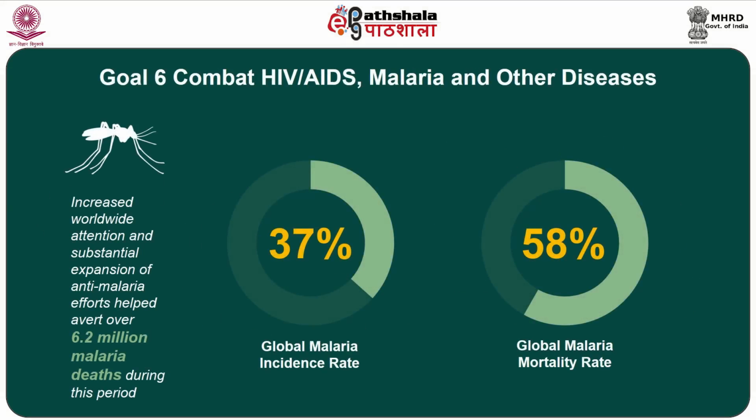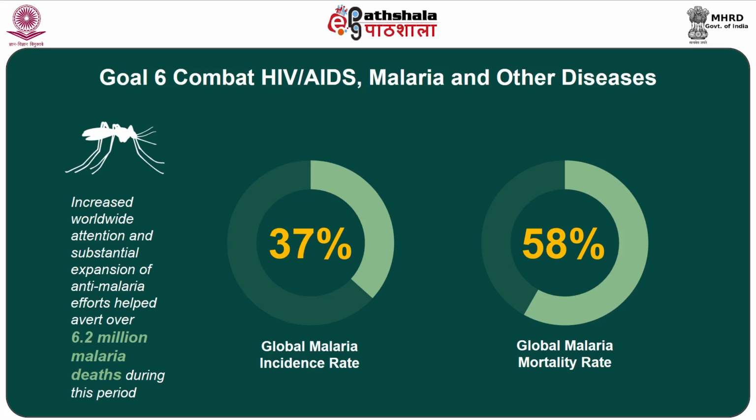Now let us move to goal 6 that talks about HIV, AIDS, malaria and other diseases. We will focus on malaria and tuberculosis in this module. Between 2000 and 2015, global malaria incidence has declined by an estimated 37%. Global malaria mortality also declined by about 58%. As a result of this, the global MDG malaria target had been achieved.